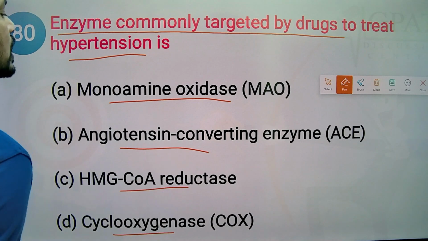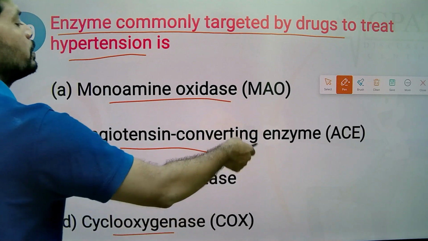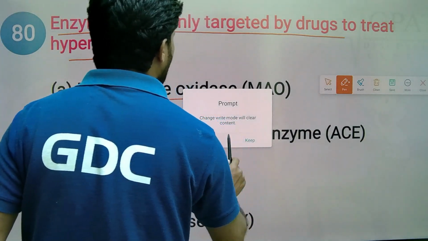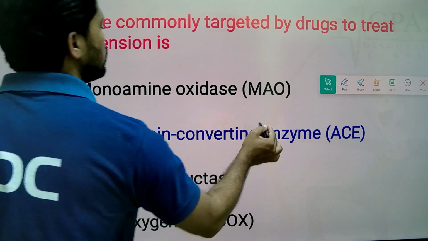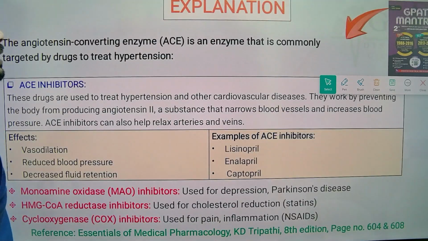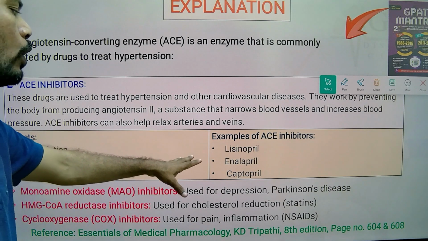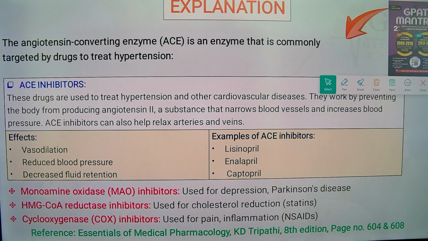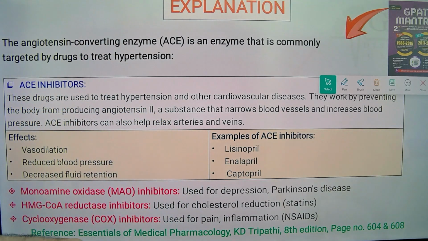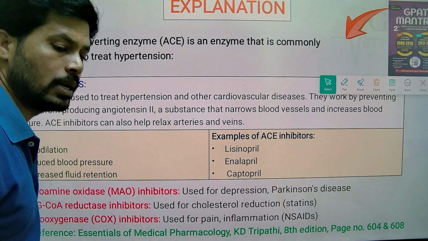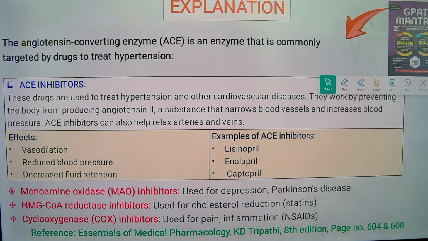And angiotensin converting enzyme is a common target of drugs that help in the treatment of hypertension, to control hypertension. So ACE enzyme is a major target in the treatment of hypertension. ACE inhibitors: lisinopril, enalapril, captopril, all are prils. Monoamine oxidase inhibitors are generally used for the treatment of depression and Parkinson's disease.